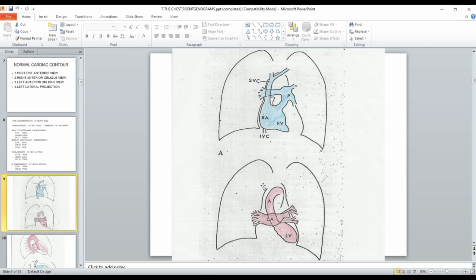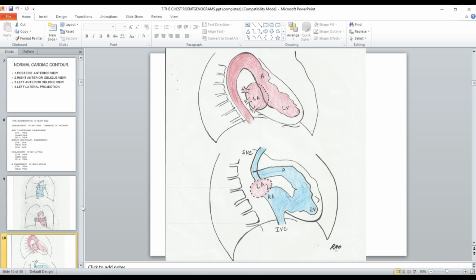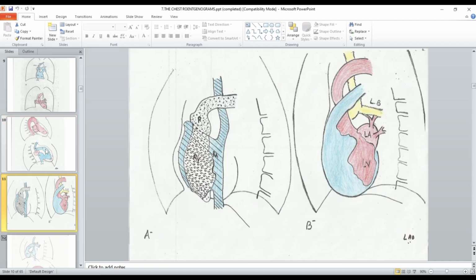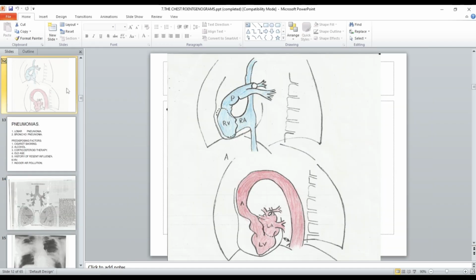This is how the different chambers of the heart look in PA view. This is PA view. This is right anterior oblique view. This is left anterior oblique view. The different chambers of the heart, how they look. And this is left lateral view.